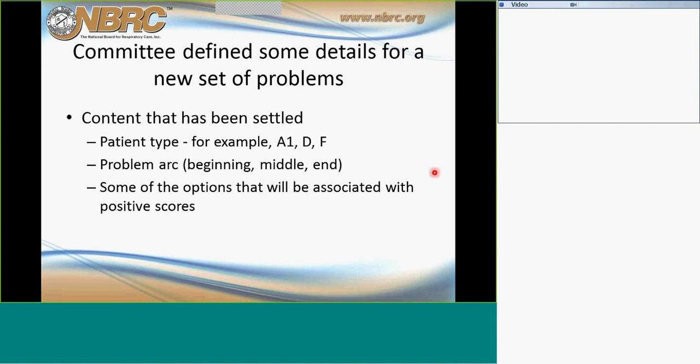The examination committee had blocked out some outlines for some problems back in anticipation of the workshop in summer of 2015, and so these slides are intended to help that group work through the task of putting flesh on the bones, as it were, adding content to problems that were about halfway developed.